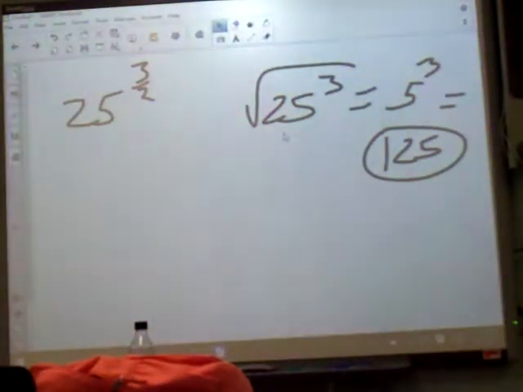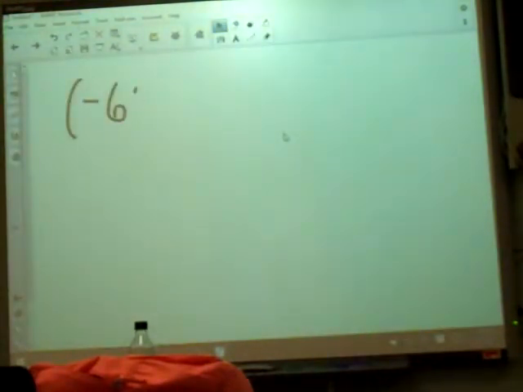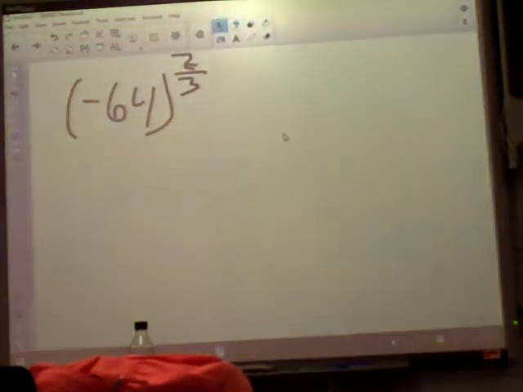So here I've got negative 64. Notice how that's written to the 2/3 power. That's a 2 up there that's got an extra little branch on it. Negative 64 to the 2/3 power.